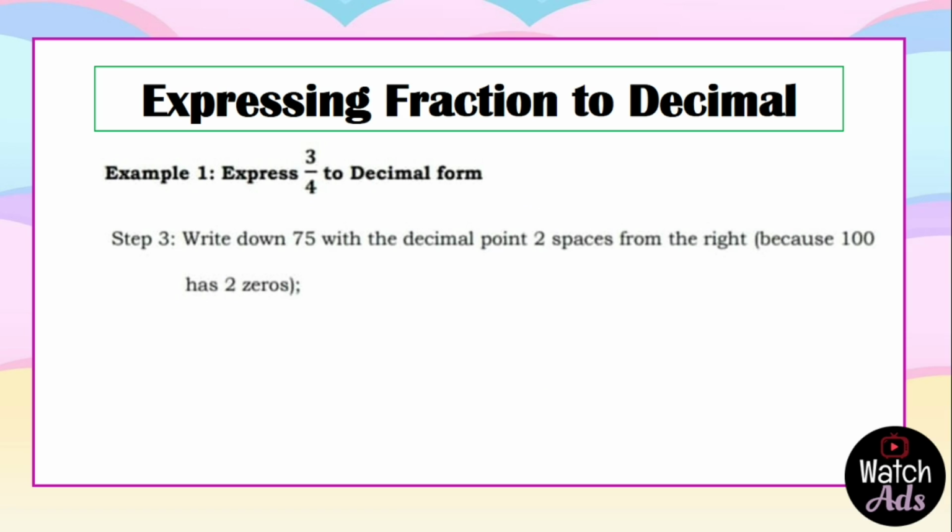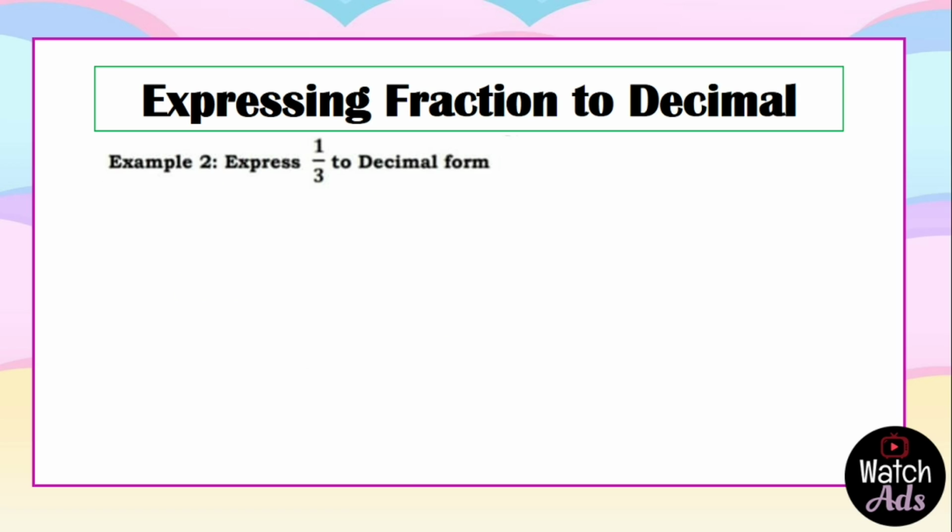For the third step, write down 75 with the decimal point 2 spaces from the right because 100 has 2 zeros. The answer: 3/4 is equal to 0.75.